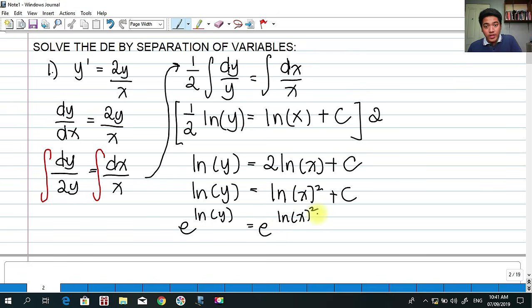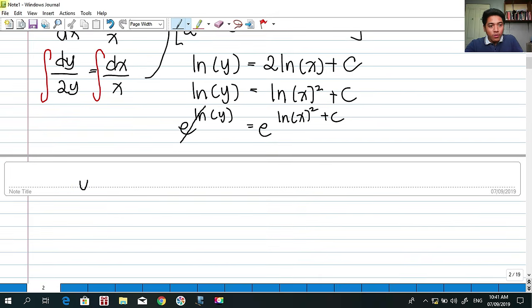Whatever you do on the left side of the equation, you're going to do on the right side. So e raised to ln would cancel, and the left side of our equation will simply be y. That's a property when we raise ln to e: whatever is inside the ln would be the result. And here, by properties of exponents, we have e raised to ln x squared multiplied by e raised to c, because here we have an exponent that is a sum.